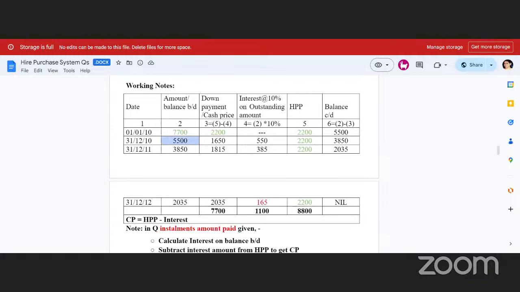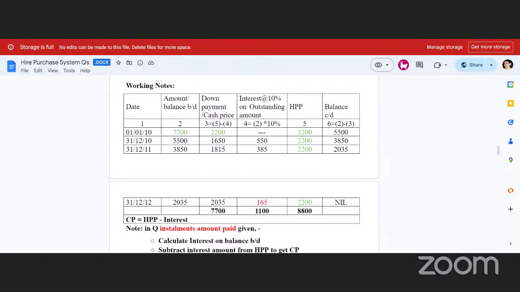31st December 10 is nothing but 1st Jan 11. Here you can also mention it. I cannot make changes, as my data storage is full. So in 2011, the opening balance, your loan balance, is showing 5,500.